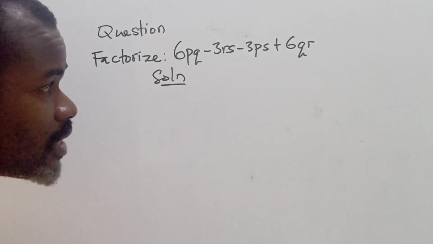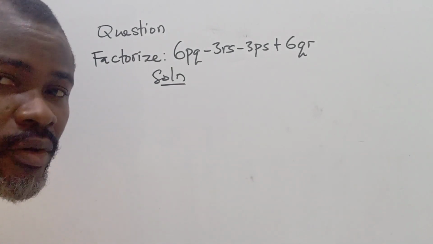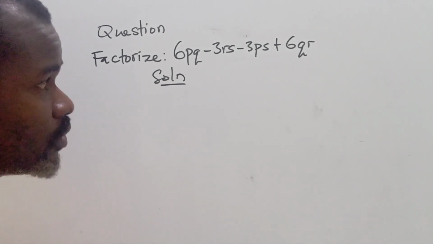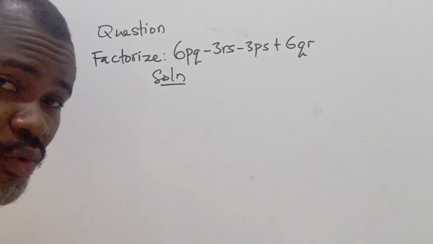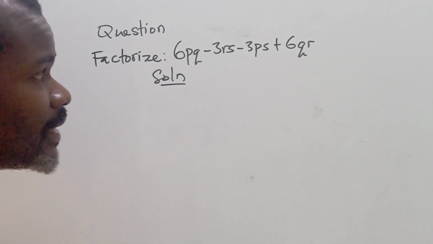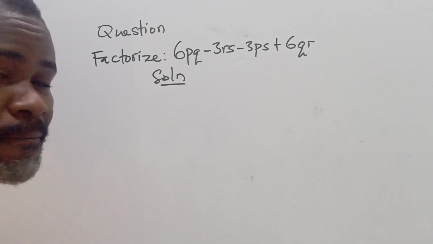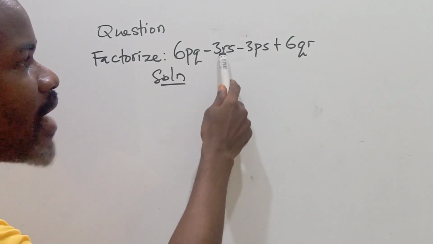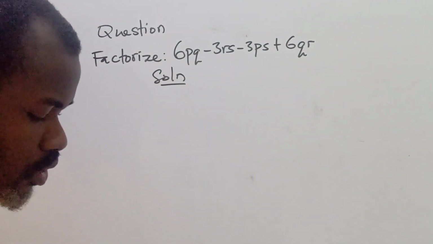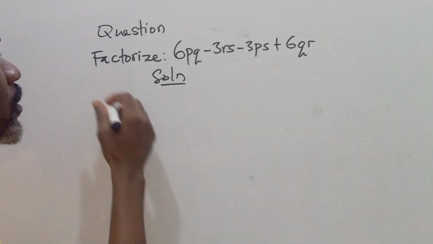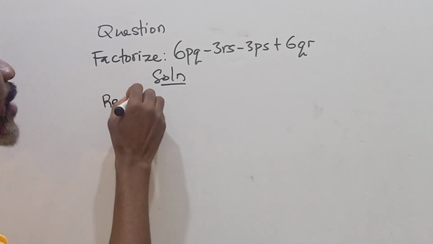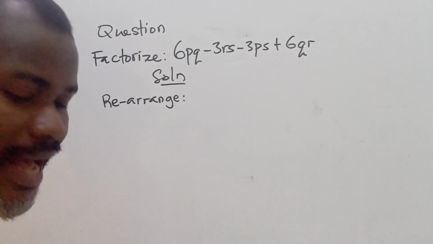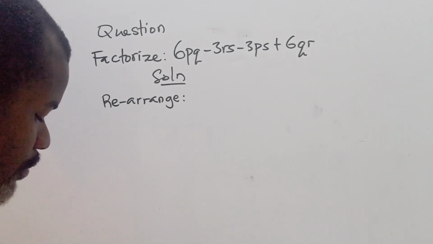What you want to do in factorization is find a general common factor. If we look at the equation, we see that certain things are common. We have P here, P here, R here, R here. So the first thing you want to do is rearrange. Let's see how we are going to rearrange what we have on the board.